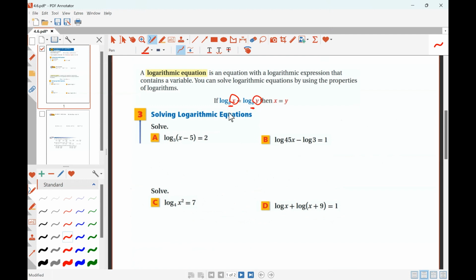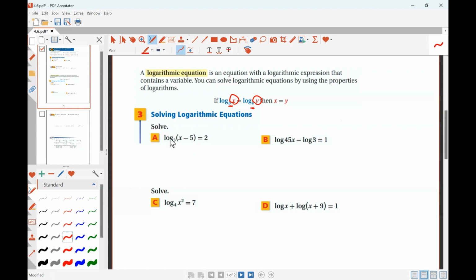But the questions are not always that simple. We have to do more work. Let's take a look at some examples and see what kind of work we should do. So first question, solve for x. Log base 3 of x minus 5 equals 2. There are two techniques here.